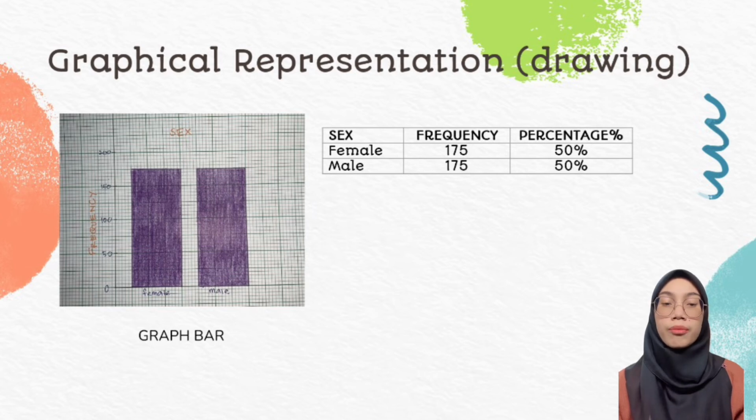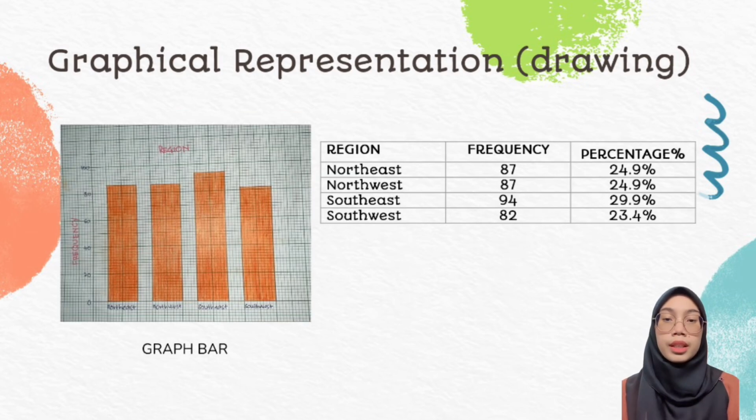The sex frequency of male and female is the same, which is 175, equivalent to 50%. The bar graph above shows the number of regions, namely North-East, North-West, South-East, and South-West. The frequency for North-East and North-West is the same, 87, equal to 24.9%. The frequency for the South-East is 94, which is equivalent to 29.9%, while the frequency for the South-West is 82, which is equivalent to 23.4%.